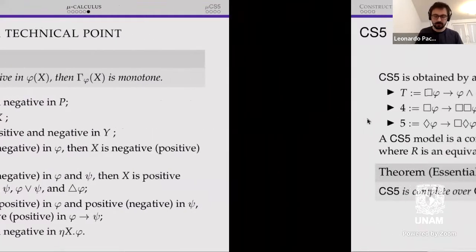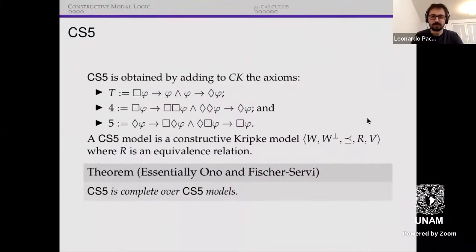So, okay, now let's take a look at this constructive version of S5 and see how we can use this game semantics to study it with these fixed point operators. So CS5, we get it by adding to CK the axioms for T, 4, and 5. Again, in this constructive setting, we need to add both the contrapositives. We have, for example, for 4, it is usual to add diamond diamond phi implies diamond phi and box phi implies box box phi. And in the classical semantics, we would already have diamond phi implies diamond psi, but those two are not equivalent here. So we had to add both.